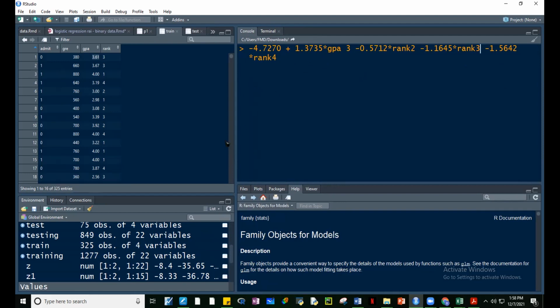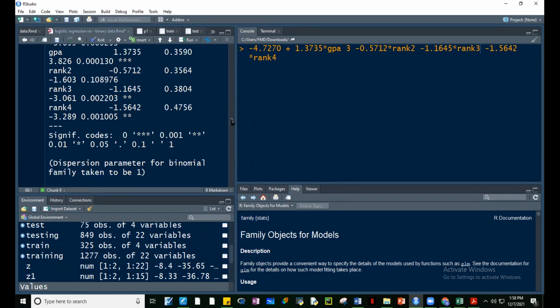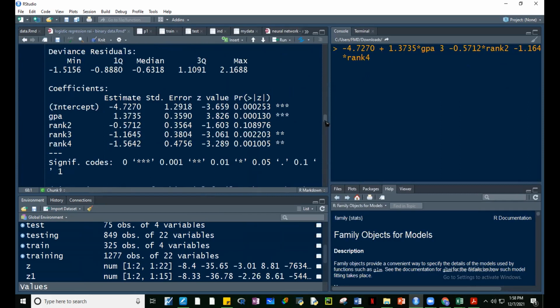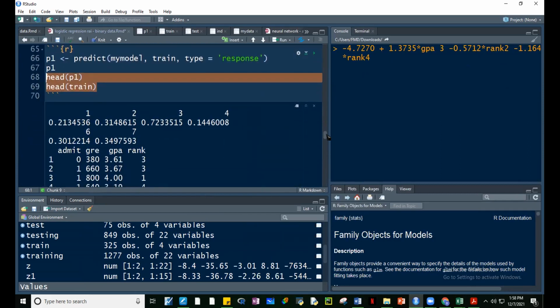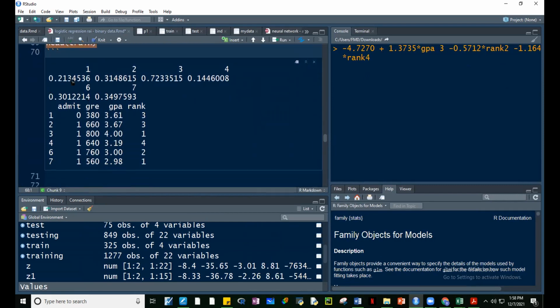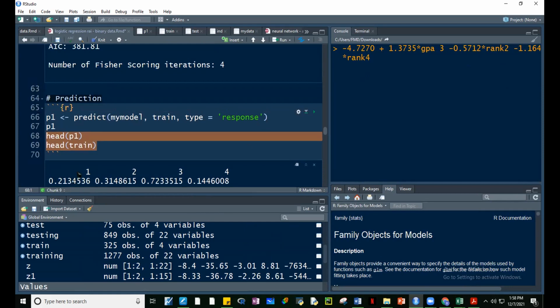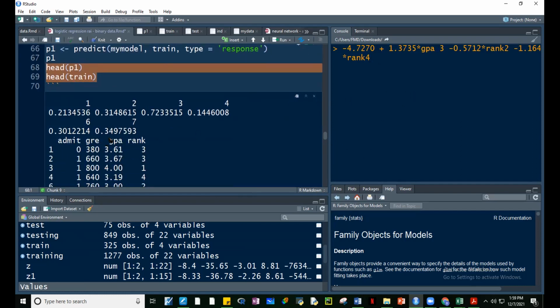Okay, so this model was generated using the training data set, no? We use the train data set in order to compute for the model natin. What I want to do now is compare. Ito nakuha natin na probability na 213. Dapat, guys, we should get the same here.